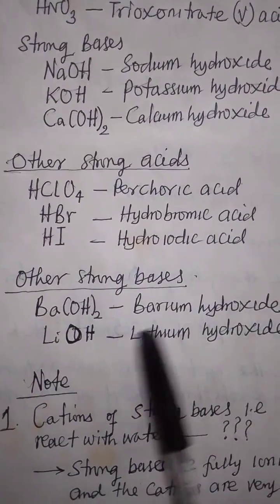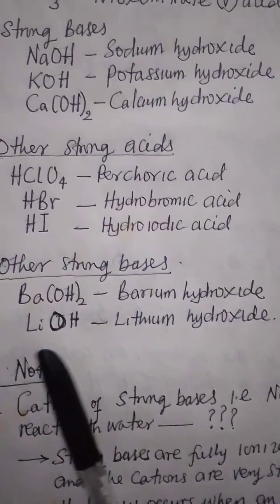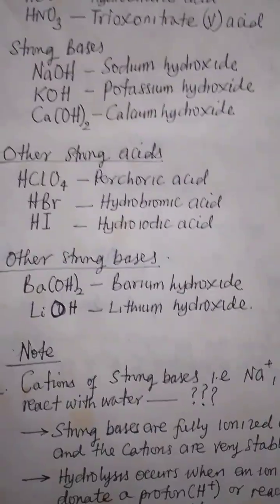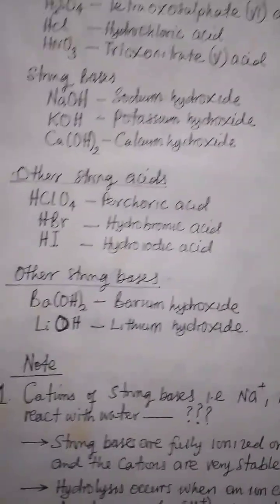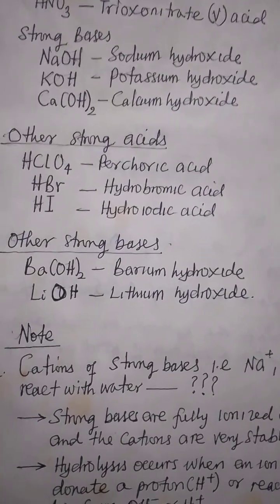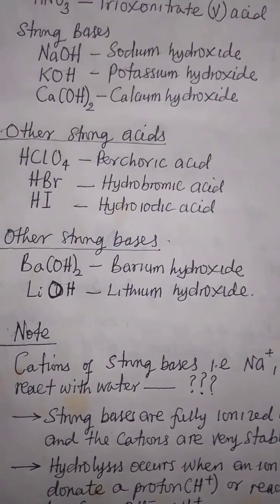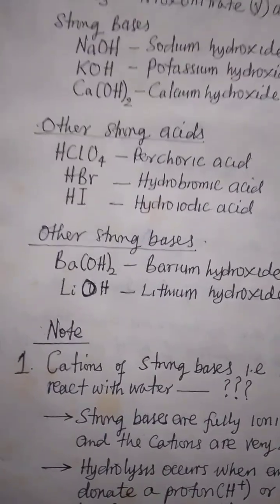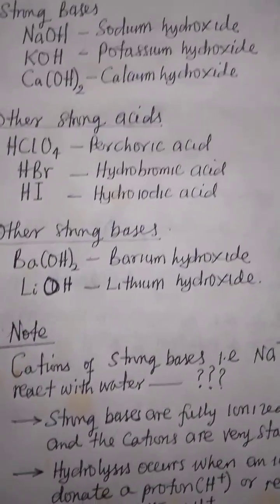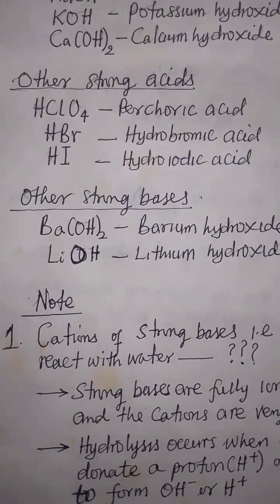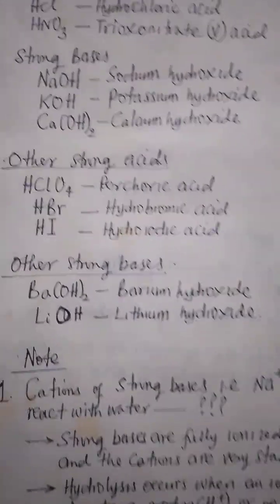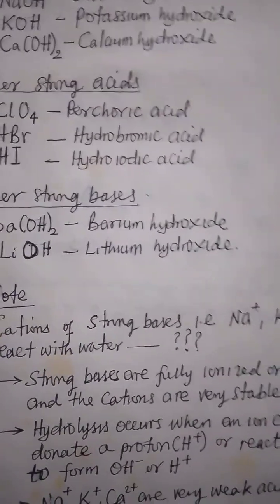Other strong bases are barium hydroxide, lithium hydroxide. So if you look at the list of the bases we gave here, and you consider the base you're working with, if the base you're working with is not found in the lists here, then of course the base is called a weak base. Okay, so let's move directly now properly into the topic.